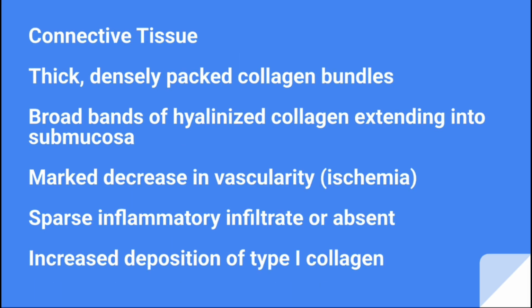So next, in connective tissue, what you can see: thick densely packed collagen bundles, then a broad band of hyalinized collagen extending into the submucosa. Here the collagen fibers are extended into the submucosa. So next is ischemia you can see, sparse inflammatory infiltration or it may be absent. Increased deposition of type 1 collagen. Here the deposition of type 1 collagen gets increased in the connective tissue.